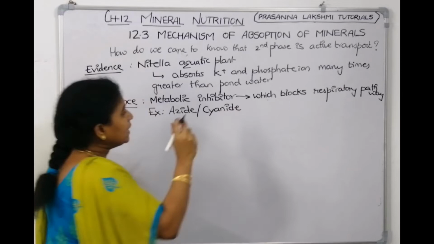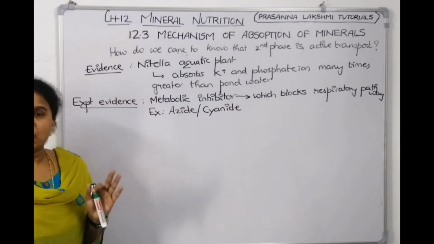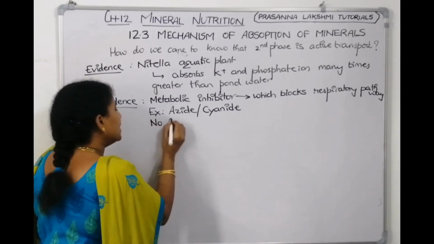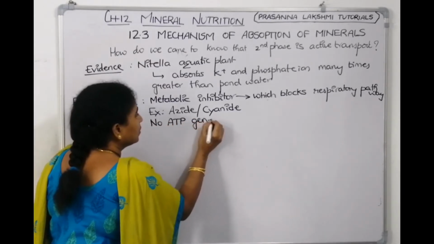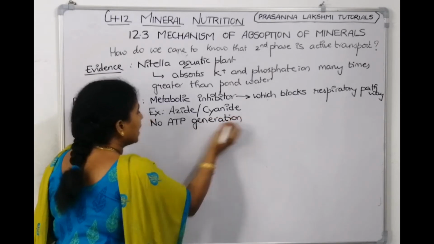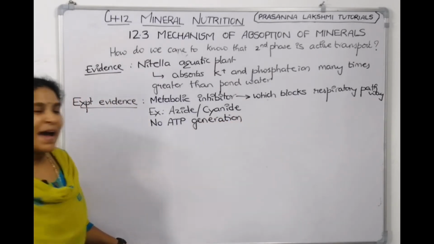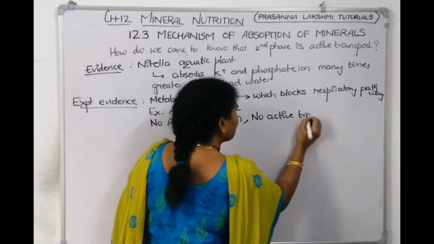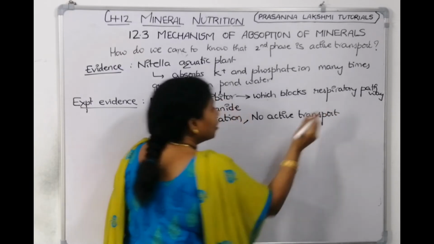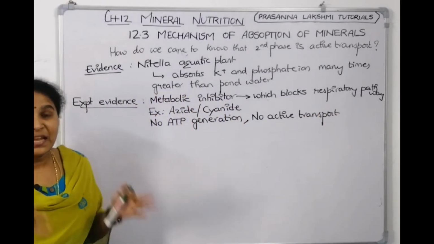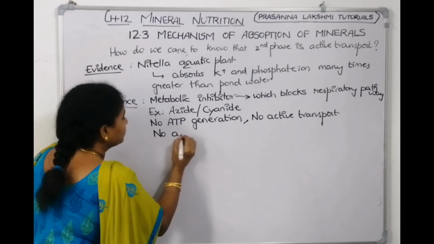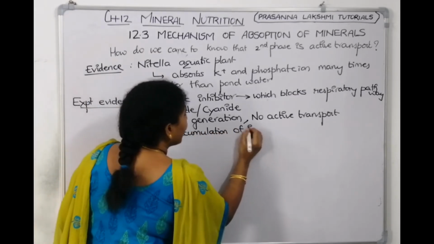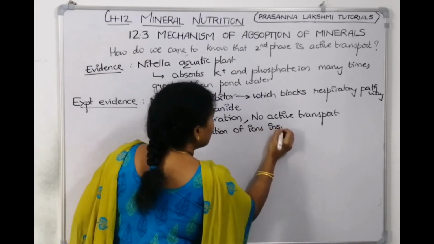If we give azides and cyanides, then respiration will not happen. If respiration is not happening, no ATP generation. If no currency is there, if no ATP is there, no active transport. If no active transport, there is no accumulation of ions inside the plant cell.